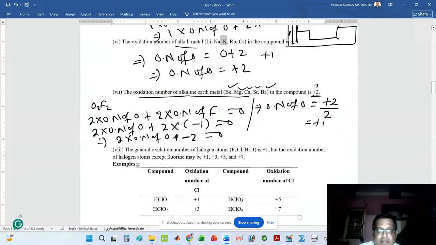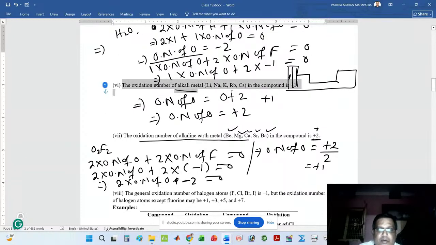Next rule, remember, this is very important. For alkali metals, the oxidation number is plus 1. For alkaline earth metals, the oxidation number is plus 2.